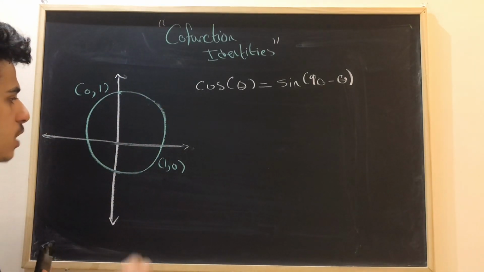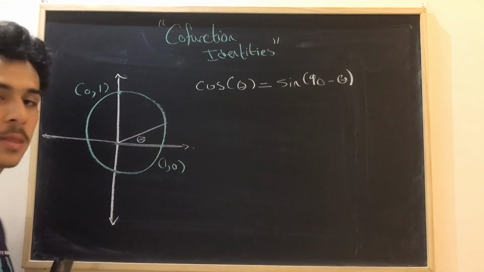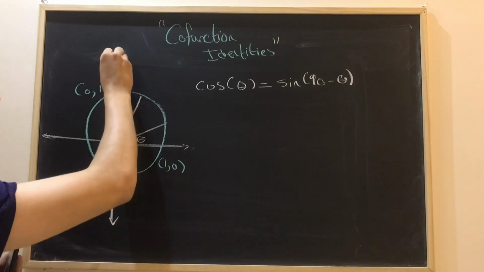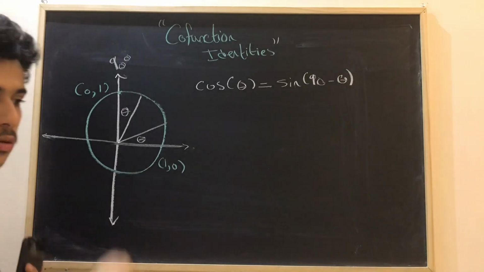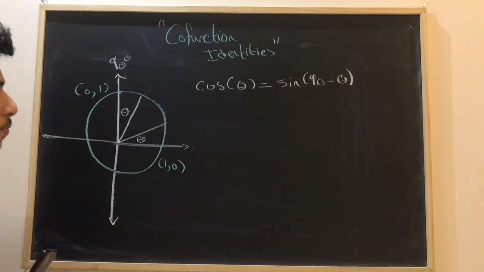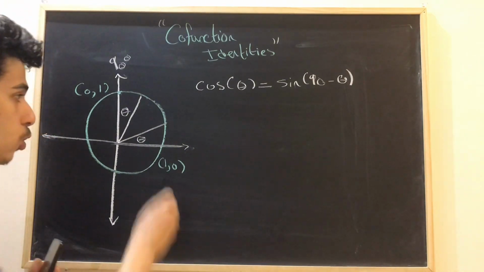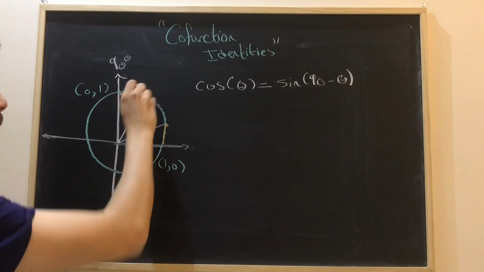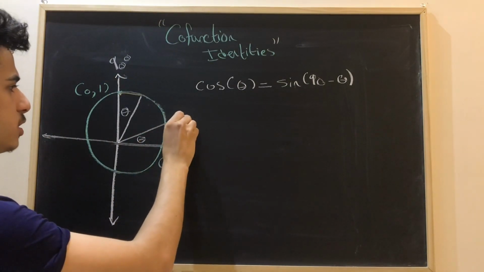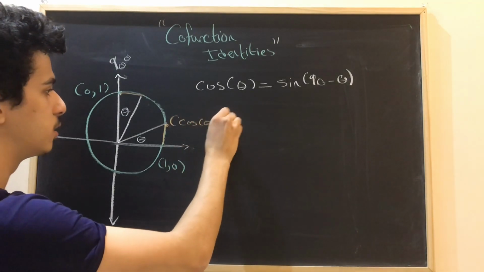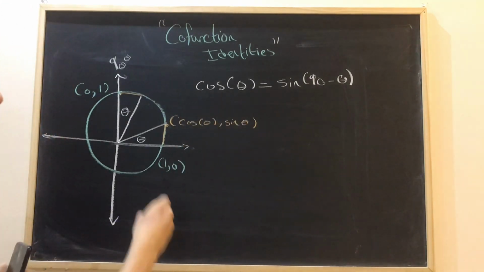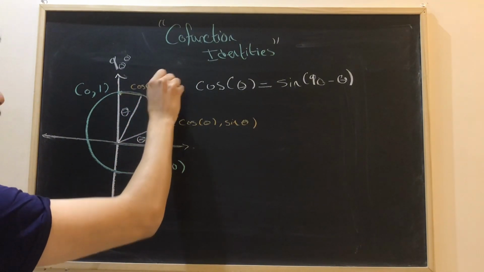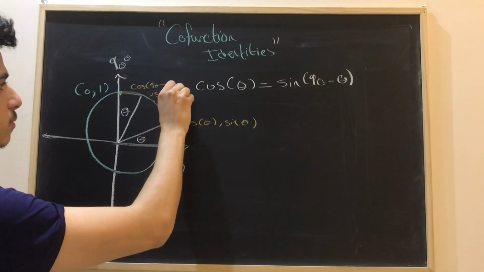Well, we're gonna construct a line with an angle theta. And we're gonna construct another line with an angle theta, but this one is 90 minus theta. We're starting at 90 degrees and we're going back theta. Very nice. Now the main argument here is that if I draw a chord from this point to this point, it will have the same distance as this chord. So what is this point? Well, this point is just the cosine of theta and the sine of theta. And this point is the cosine of 90 minus theta and the sine of 90 minus theta.